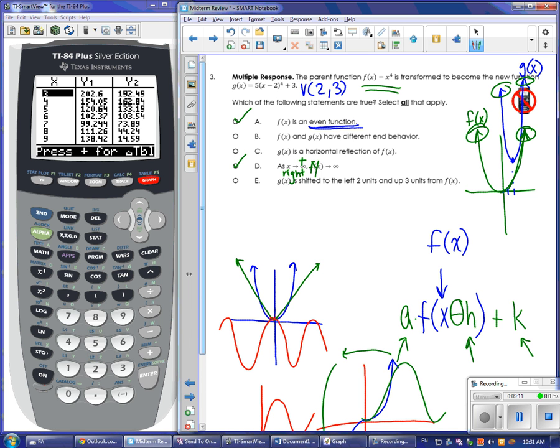In letter E, it says that g of x is shifted to the left 2 units and up 3 units from f of x. So this is something that's designed to trick you, because when you look at the equation, you see that -2. And if you don't remember, whenever you have those parentheses, you've got to remember to take the opposite of the number inside. So in this case, letter E would be incorrect because g of x is actually shifted to the right 2 units and up 3. So the only correct statements here are A and D.